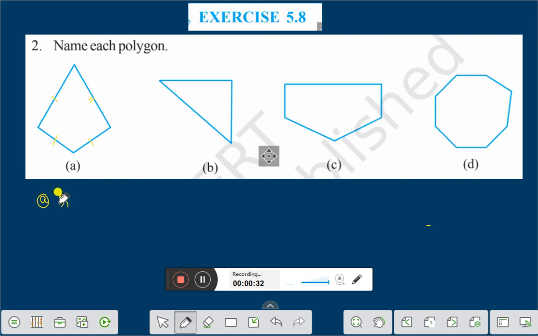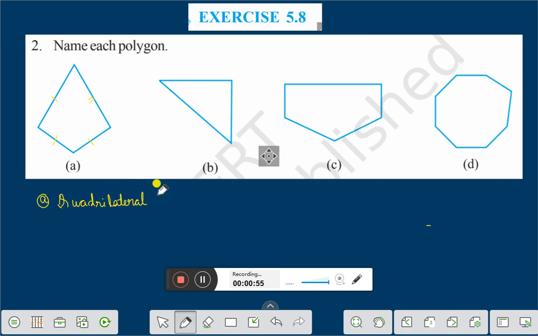Q, U, A, D, R, I, L, A, T, E, R, A, L. Quadrilateral, right?